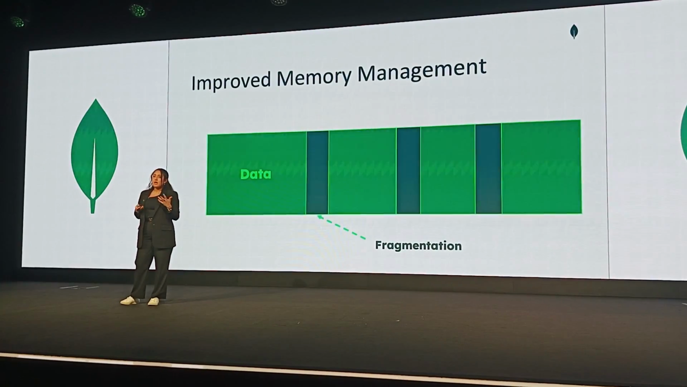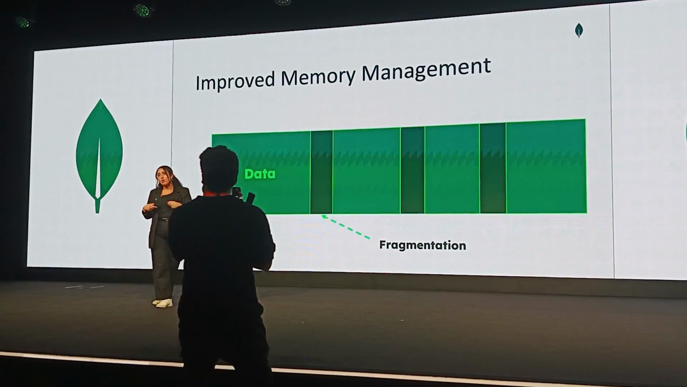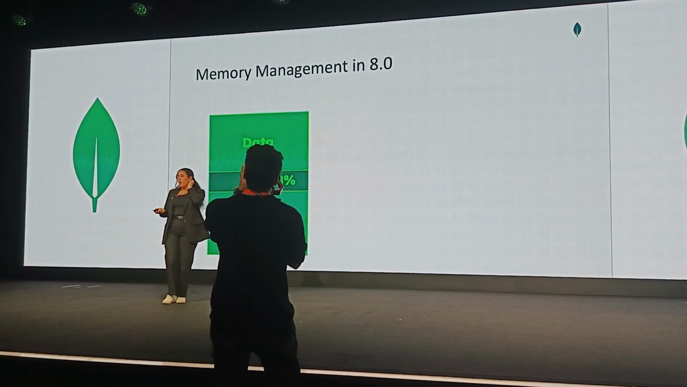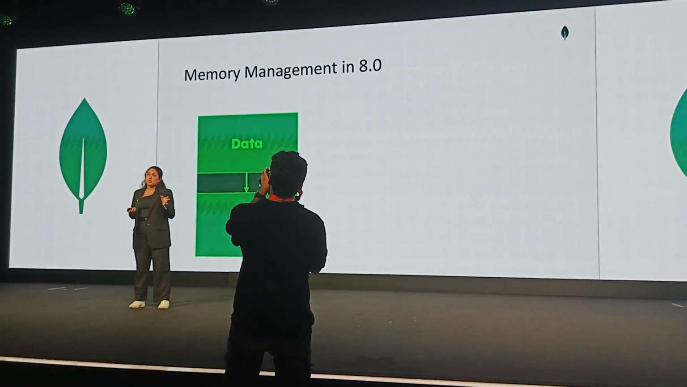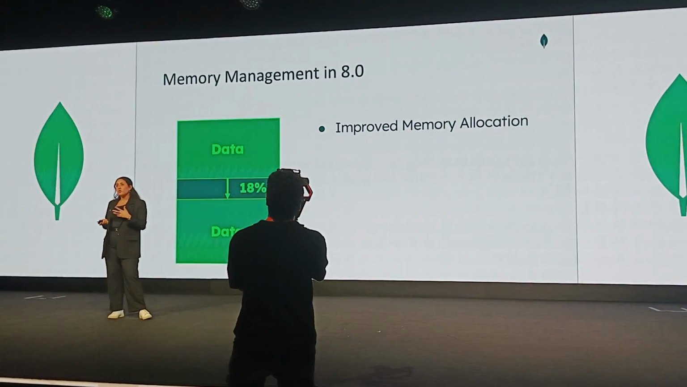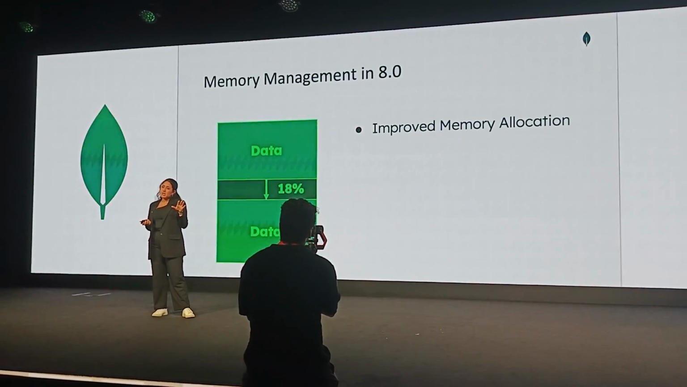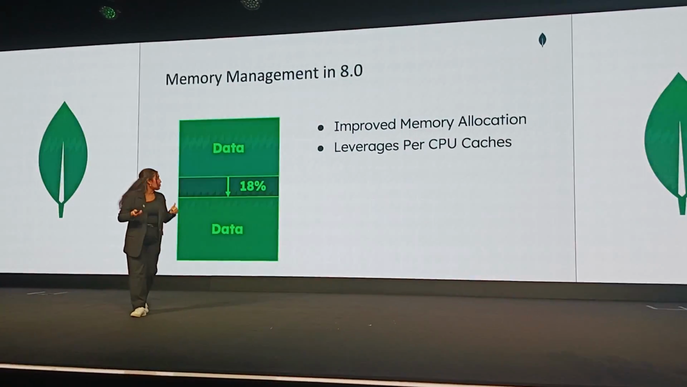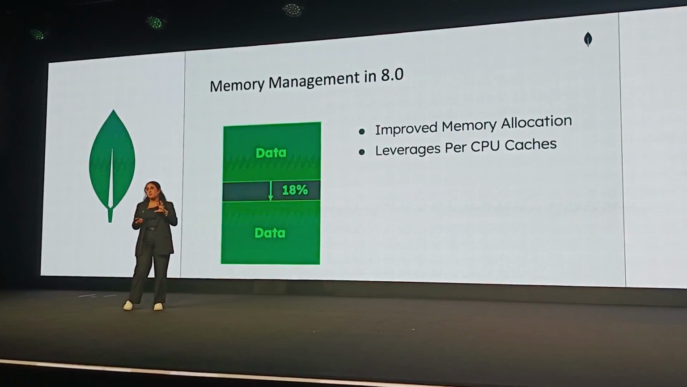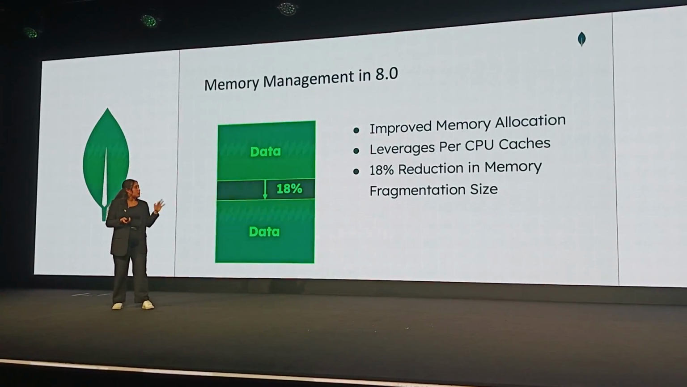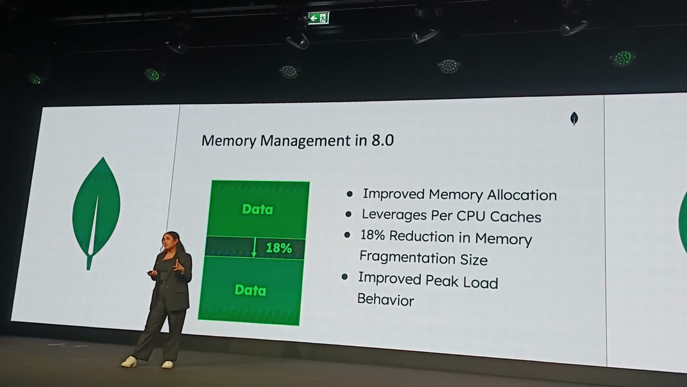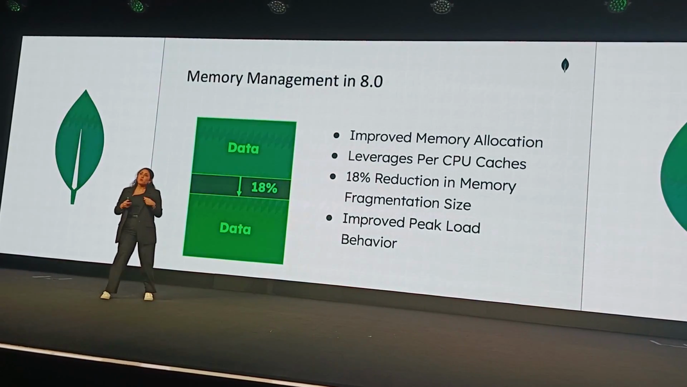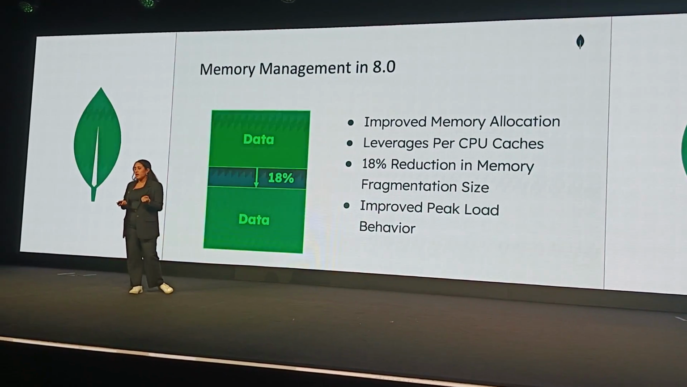In order to have better performance, we also wanted to improve memory allocation. To do this, we used the latest version of Google TC-malloc, the Google allocator. Previously we were using the previous allocator, but with the new allocator we are leveraging the per-CPU cache instead of the per-thread cache. By doing this, we achieved an 18% reduction in memory fragmentation, which means we now get better performance also during peak loads.